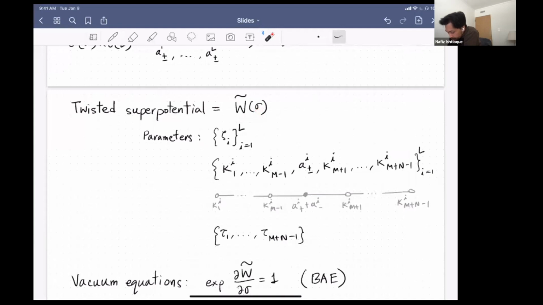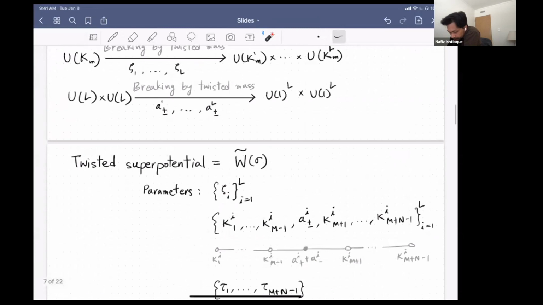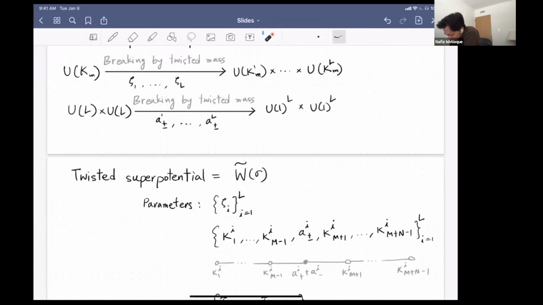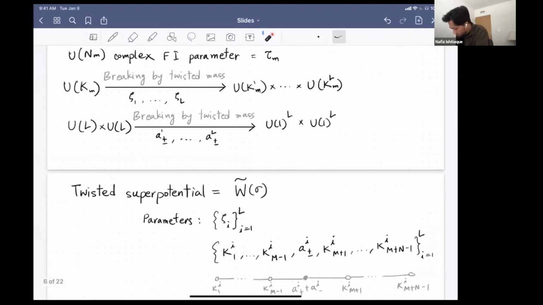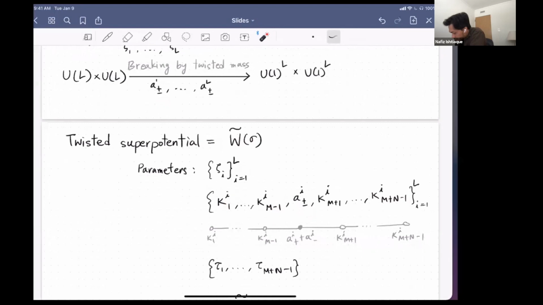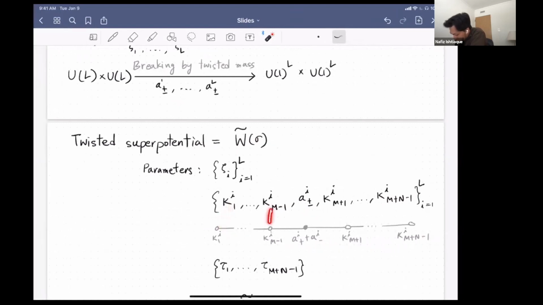So I'm thinking of this as a function of sigma, but of course it depends on all the masses that I have introduced. In particular, the masses that I use to break the flavor symmetries, and the ranks that I have after the symmetry is broken. So here I have written the ranks in a way that can easily correspond to weights of GL(M|N). So I have arranged, starting from K_1 up to K_{M-1}, and then these two masses, and then K_{M+1} to K_{M+N-1}. So these K's correspond to Dynkin labels associated to the bosonic simple roots of GL(M|N). And this A plus and minus are related to the odd Dynkin label. In particular, the sum is the odd Dynkin label. And the other linear combination will appear when I try to compute the overall central charge. And I have L of such sets.